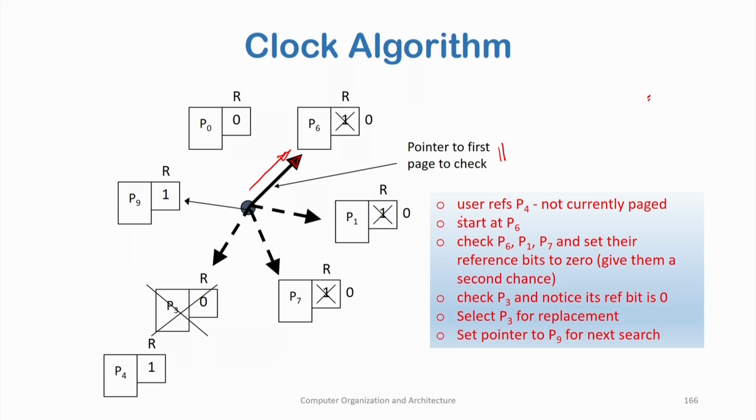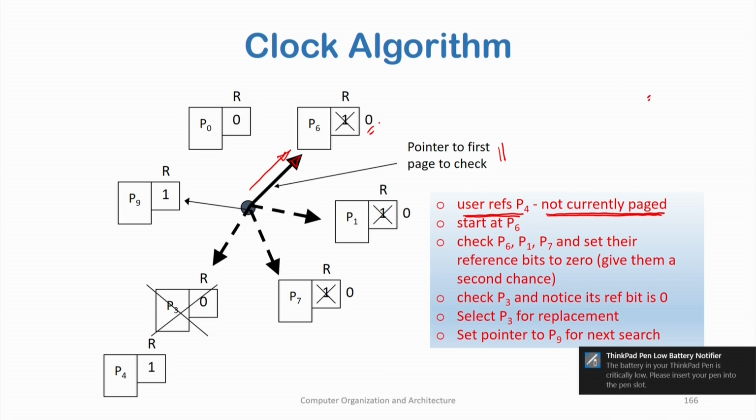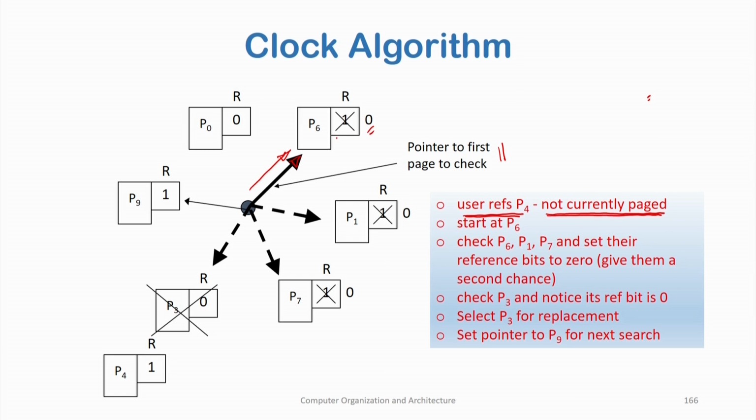So, the user references P4, page number 4, which is currently not in the main memory. So, I start at page 6. P6 has the reference bit 1. So, I set it to 0 and go on, I give it a second chance, because if the reference bit was 0, I would immediately use it for replacement. Because the reference bit is 1, I give it a second chance. So, I set this reference bit 1 to 0 and go to the next one.